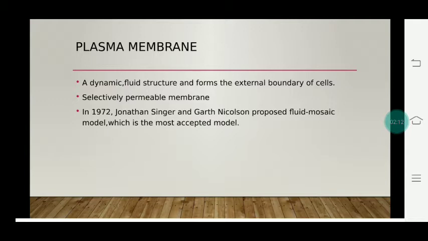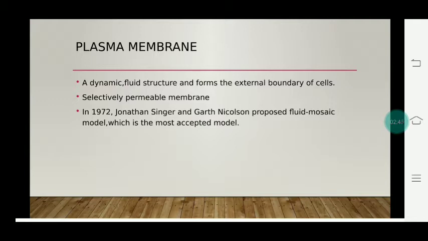The plasma membrane exhibits selective permeability, that is, it allows some solutes to cross it more easily than others. So not every solute can move inside or outside through the plasma membrane, because it's a selectively permeable membrane. Only the selected solutes can cross the plasma membrane.